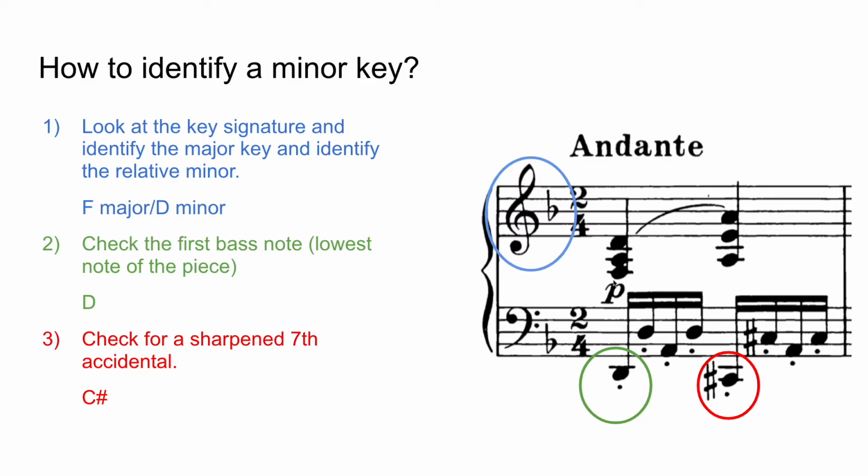So there we are, there are 3 steps. I'm going to look at the key signature. That narrows it down to 2 keys, either a major or the relative minor. Then to confirm which one it is, I'll look at the first bass note. In this case it's a D, so I'm pretty sure it's in D minor. But just in case there's any more insecurity, I'll look out for that sharpened 7th, and here it is. There's that sharpened 7th. So I'll just talk through a couple more examples.